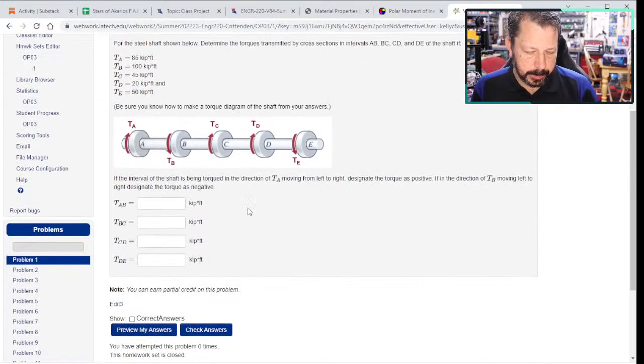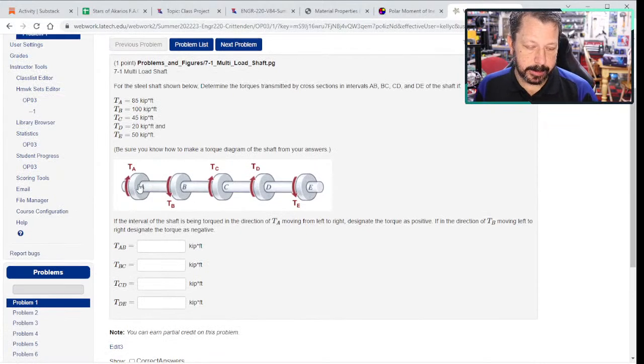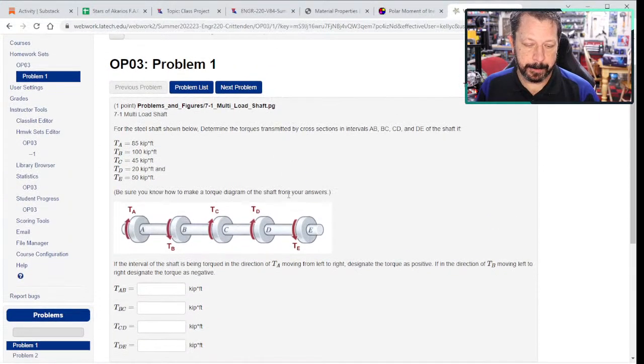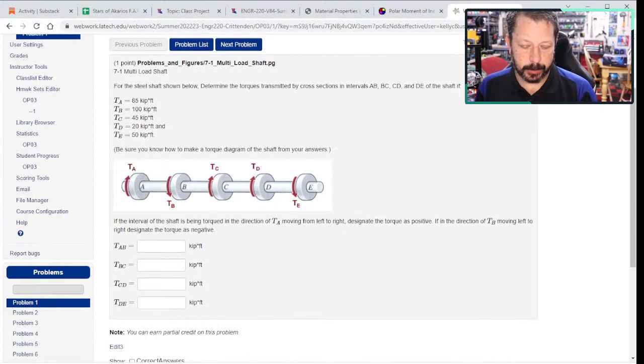Okay, so this problem is nothing but calculating the torques in the different sections. I'm not going to work this one. This is the optional 3 problem 1. This one is what we did when we cut the yellow section open and looked inside there. You would just cut section DE, and TE is the torque in there, and so forth. So that's not a big deal. It's not torsional shear stress. It's just the torque in various sections.